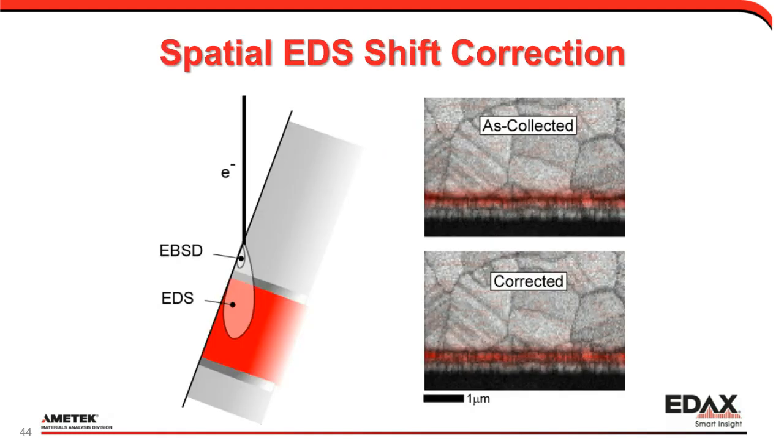When we're shifted just vertically, we can put a correction in where we just shift things a number of pixels along the direction of the tilt. And so this is just an example from a stack of different layers in a material. If we look at the as-collected data, you can see the bright area of this element here doesn't line up with the film that we see in the image quality map, and that's just the difference.